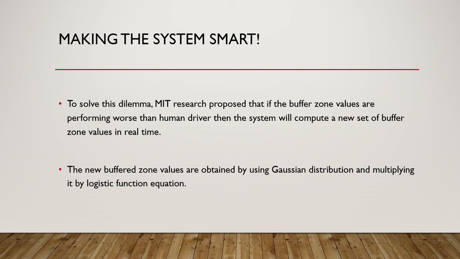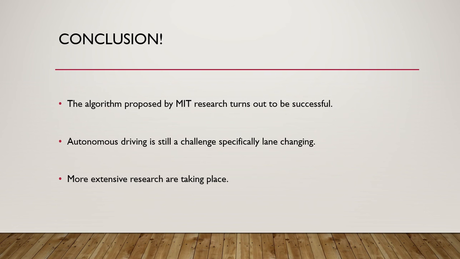The new buffer zone values are calculated using a Gaussian distribution and a logistic function. We multiply those values. The Gaussian distribution is used for probability and statistics. When we recalculate those statistical values, we get the new buffer zone values, and that would make our cars more efficient and more agile while driving autonomously.